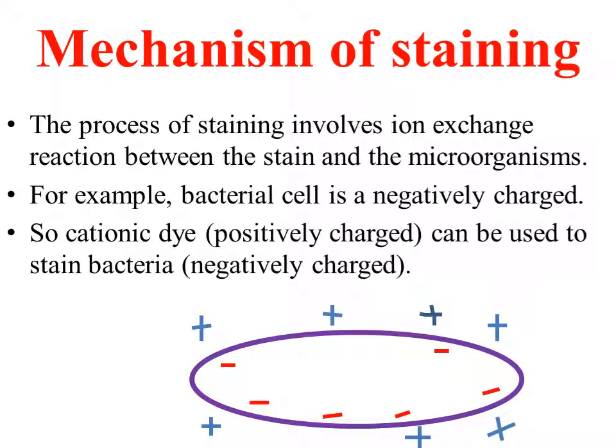And the next one is mechanism of staining. In the mechanism of staining, ion exchange takes place between the stain and the microorganism. In this case, the bacterial cell is negatively charged and the cationic dye is usually positively charged. So when you add basic dye to bacteria, they get attracted to each other and some sort of ion exchange takes place between them, and it will give color to the bacteria.